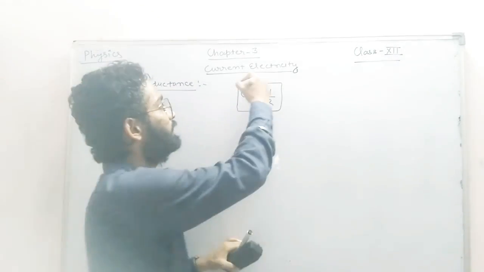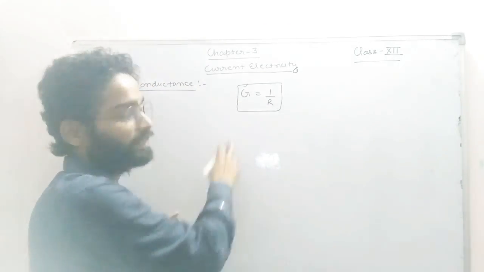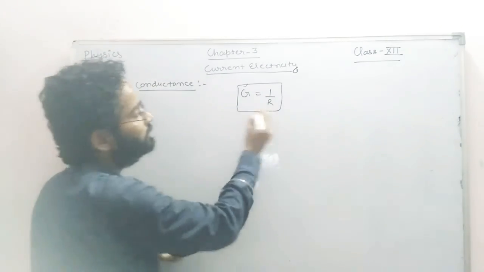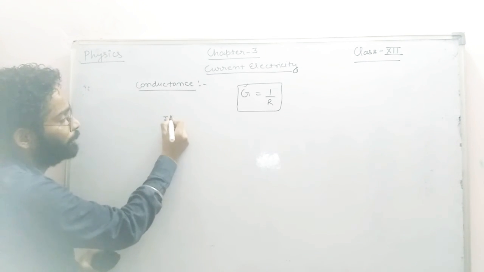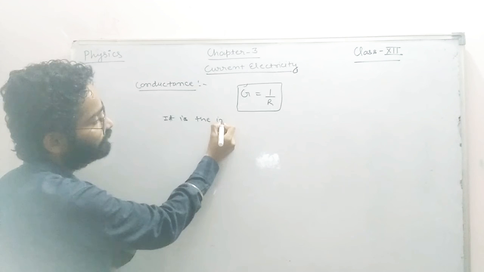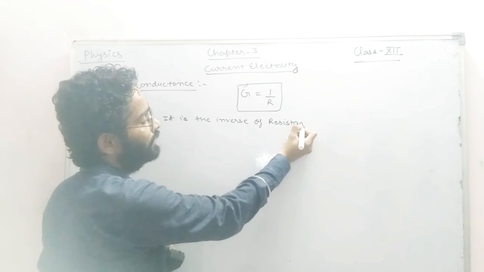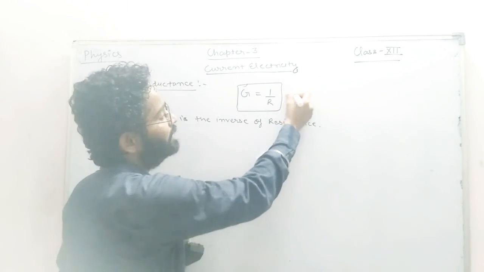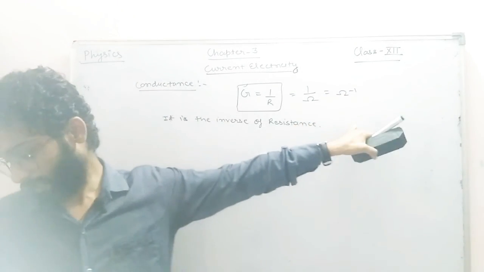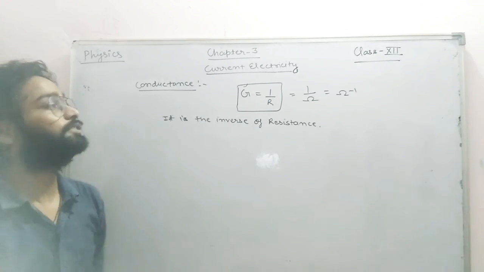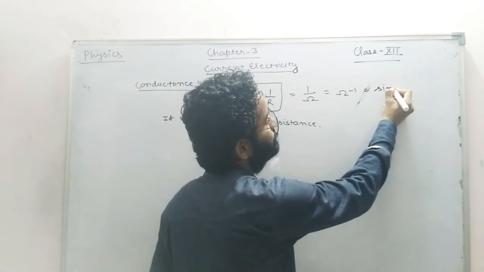And conductance is the ability of that particular conductor, how much current can flow. That means they are inverse to one another. So conductance is the inverse of resistance. Remember this always. Its unit is written as 1 upon ohm, that is ohm inverse, or it is also written as siemens.